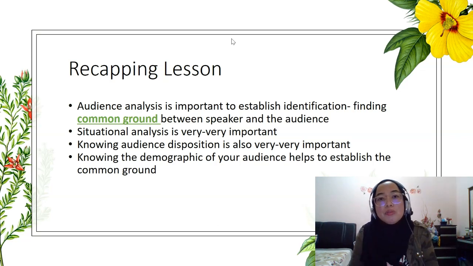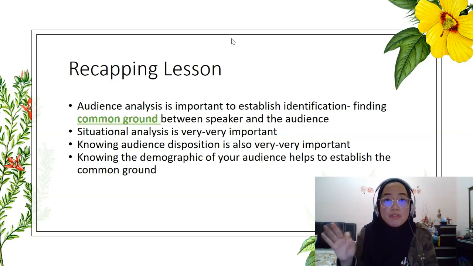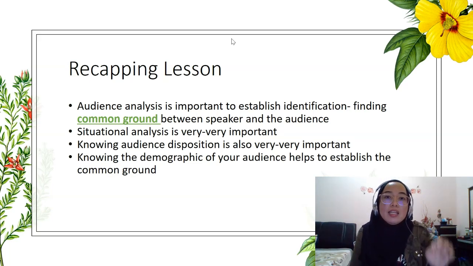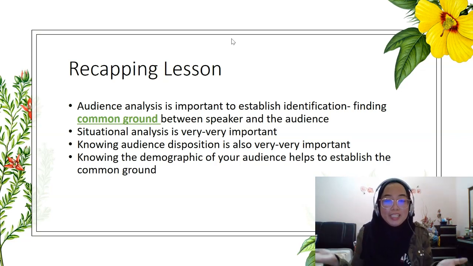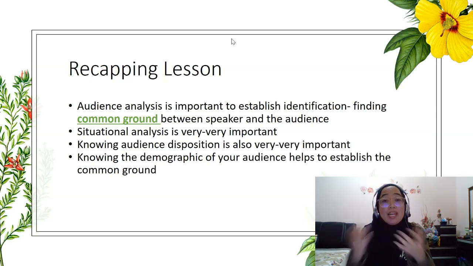You also need to remember that situational analysis is very important. Not only that, knowing your audience's disposition towards the topic, towards you as a speaker, and also towards the occasion is very important. Lastly, think about the demographic of your audience, but do not stereotype. So that is basically the main things about our lesson today.